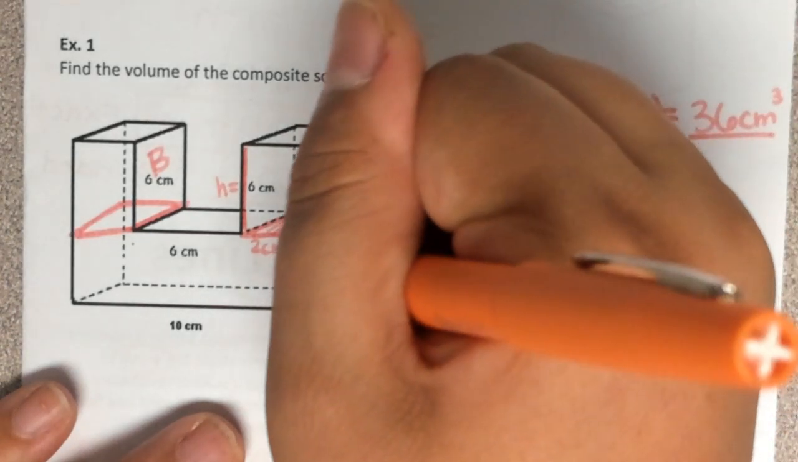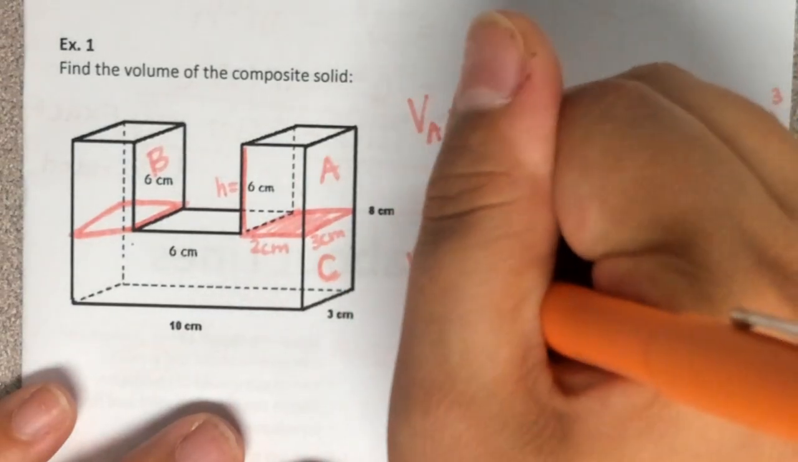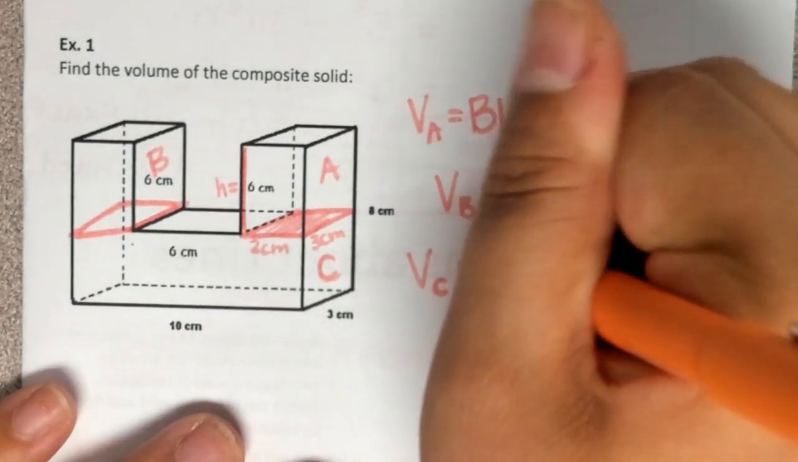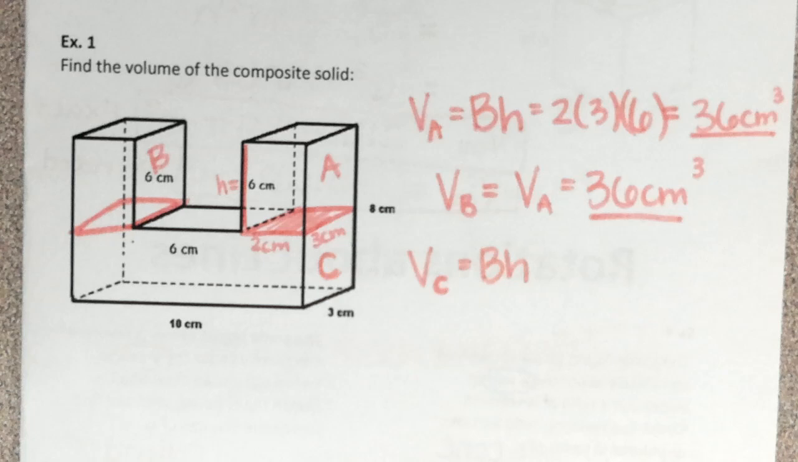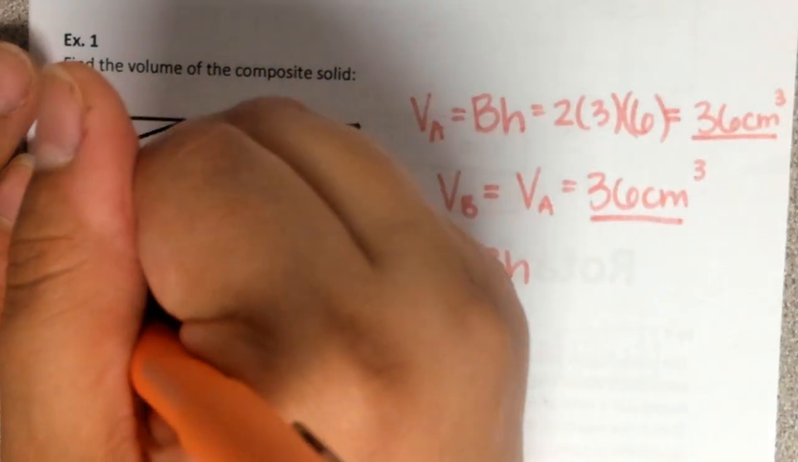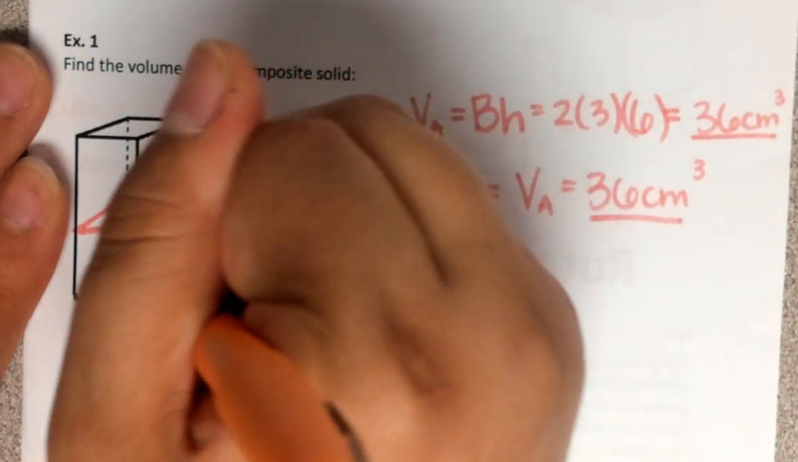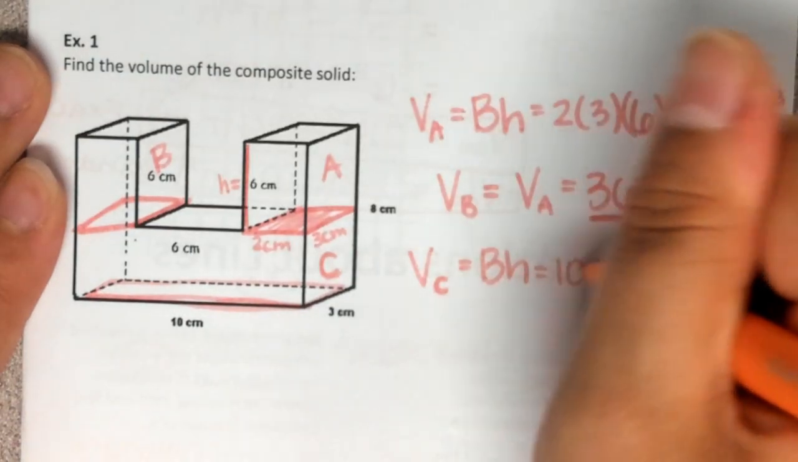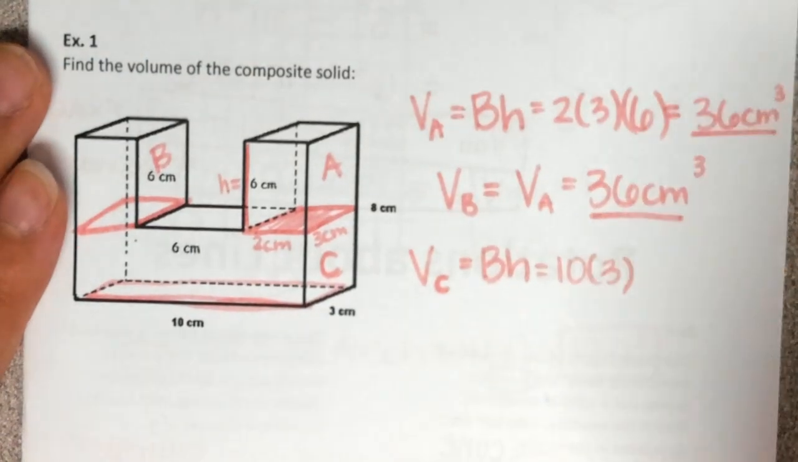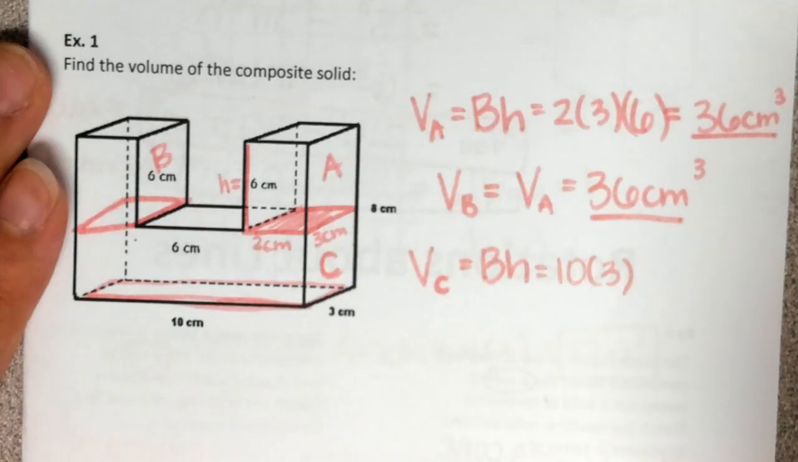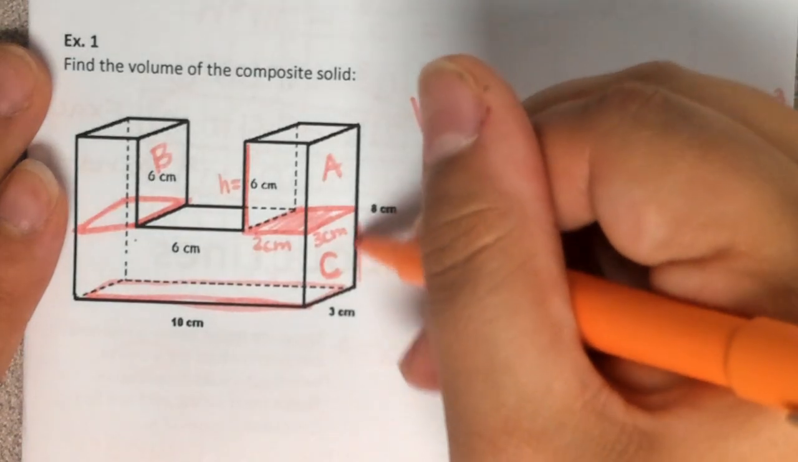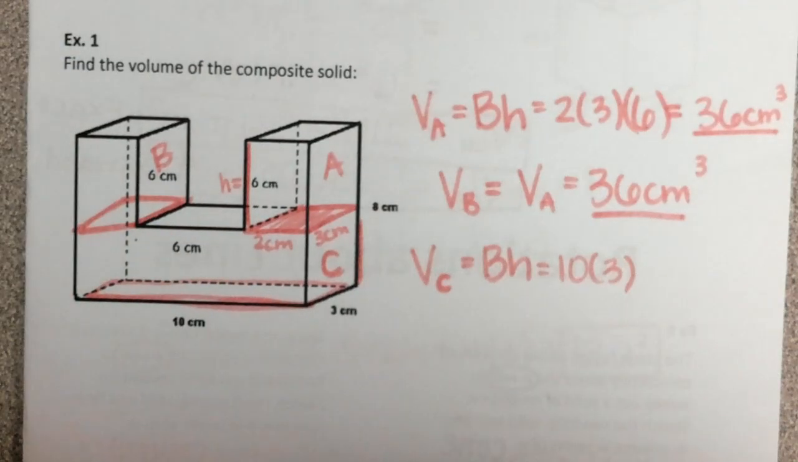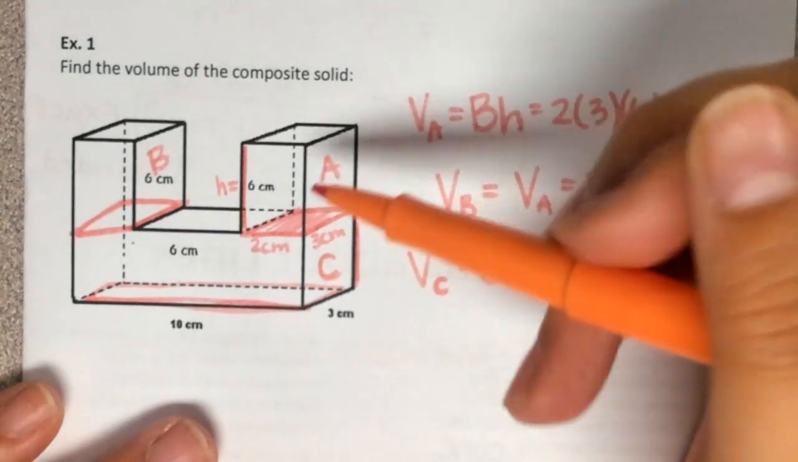What about shape C down here? How do I find the volume of shape C? Big BH again. What is the base down here? 10 times 3. Be careful. Everybody look up. What is the height right here? We cannot just cut it in half. We can't assume that. Why is it 2?